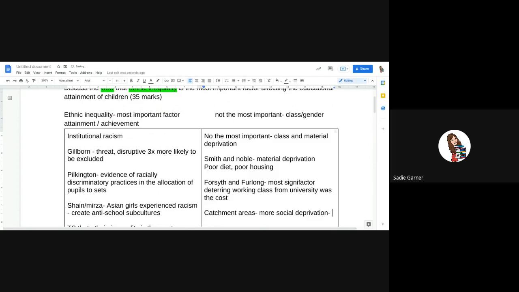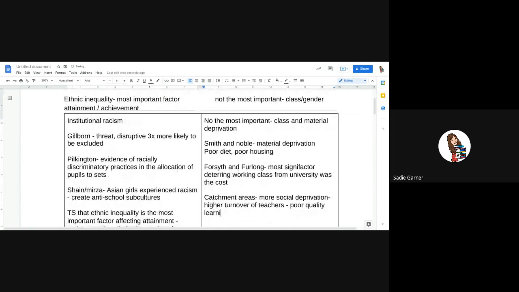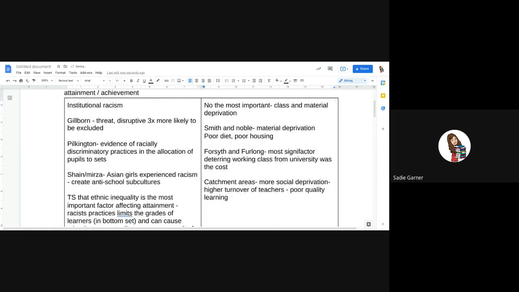tend to have a higher turnover of teachers, which tends to lead to poorer quality learning. Be very careful. Students that I taught last year will know this. Please do not say that schools in more socially deprived catchment areas just have poor quality learning.